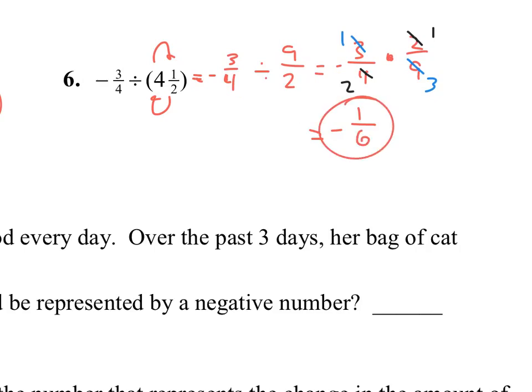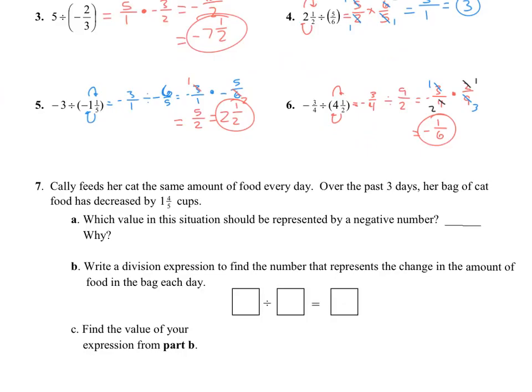On to number 7. On number 7, it says Callie feeds her cat the same amount of food every day. Over the past 3 days, her bag of cat food has decreased 1 4/5 cups. A. Which value in this situation is represented by a negative number? Is it the number of days, or is it the amount of cat food? It's the amount of cat food, because remember, like I said, if you ain't Doctor Who, you can't go back in time. So our first answer is negative 1 4/5 cups.